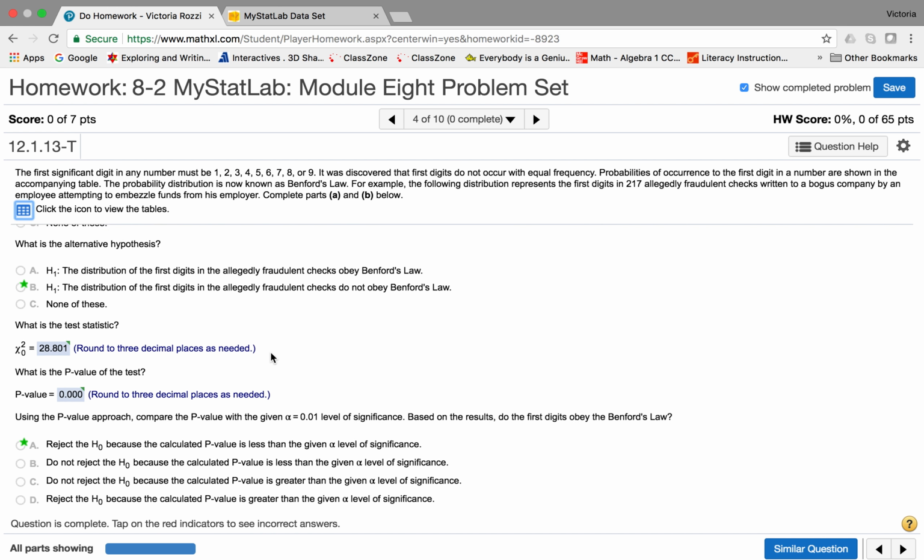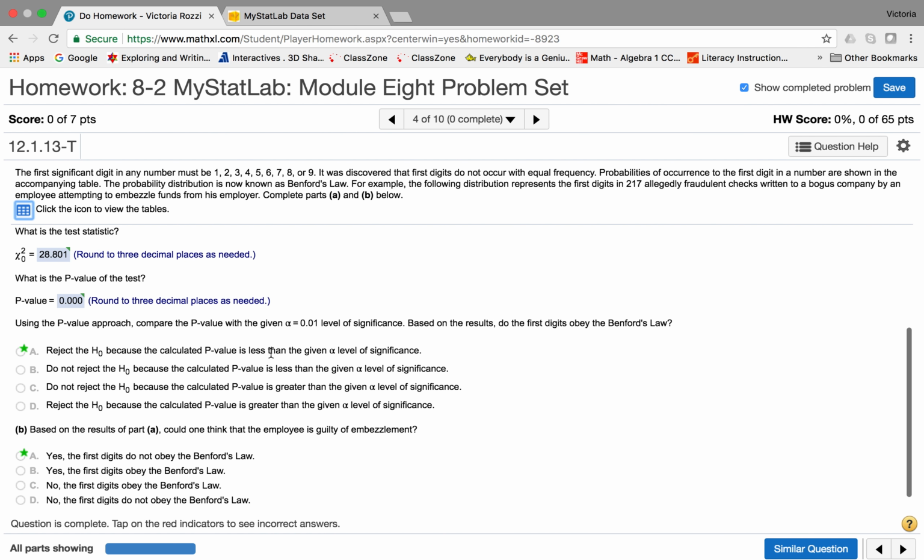Now, based on that, it depends on which method they're using here, but they're using the p-value approach. Given that alpha is 0.01, just remember that if the p is lower than alpha, if the p is low, the null must go. So if the p is lower than alpha, then we reject the null hypothesis. So given that the p-value is 0.000 and alpha is 0.01, we're going to reject H naught because the p-value is less than the given alpha.